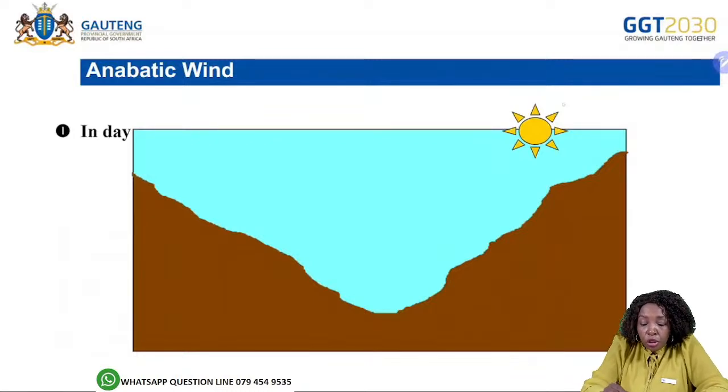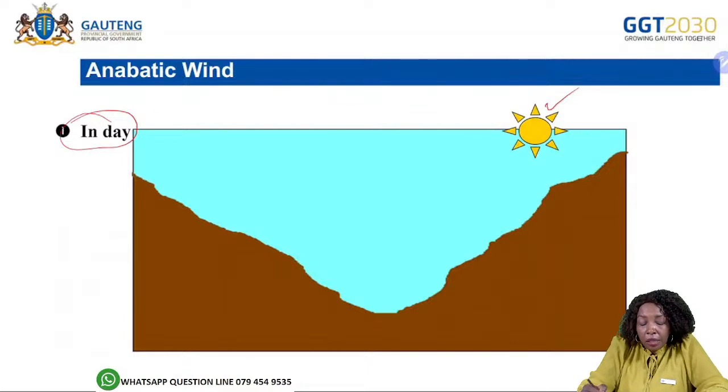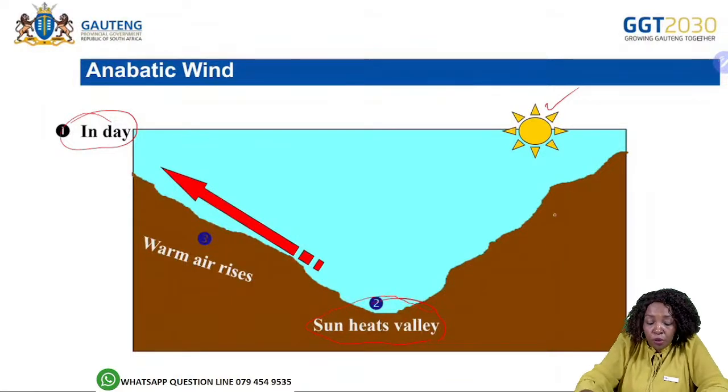First thing that you need to note is that it is during the day. It may not be written out as it is here, but when you interact with the diagram, you have to take note of guidance such as this. Okay, so it's during the day, and the sun would hit the valley and the valley slopes.